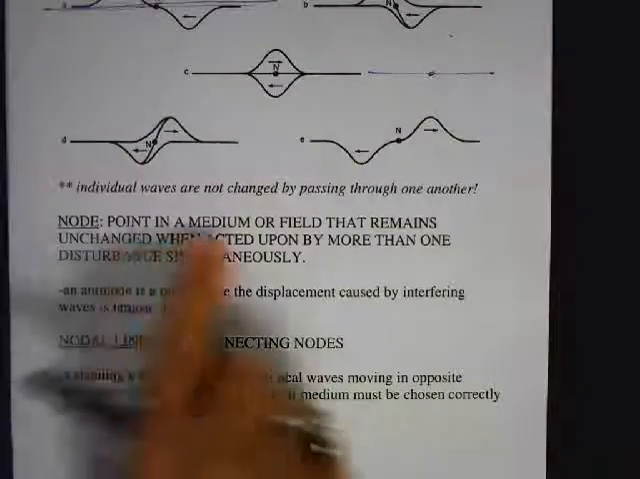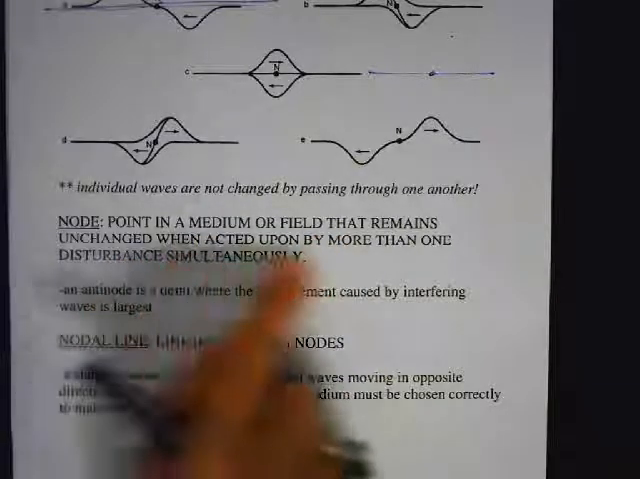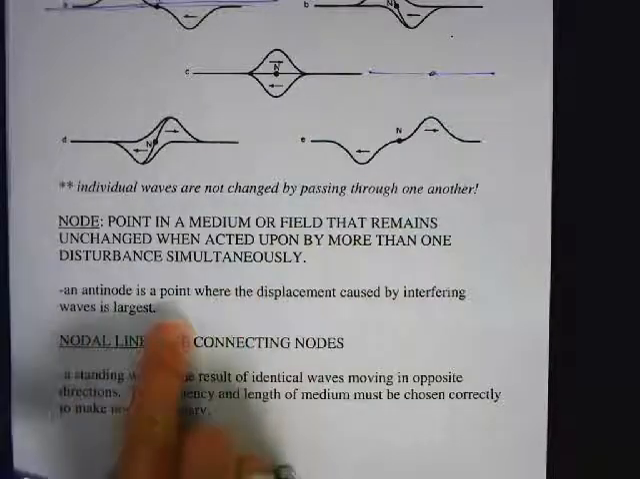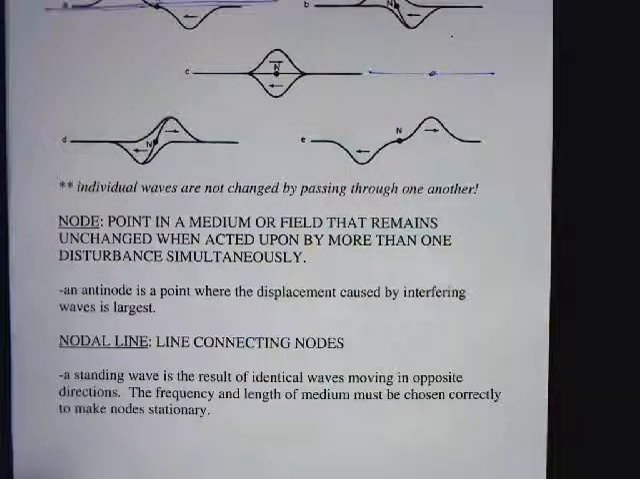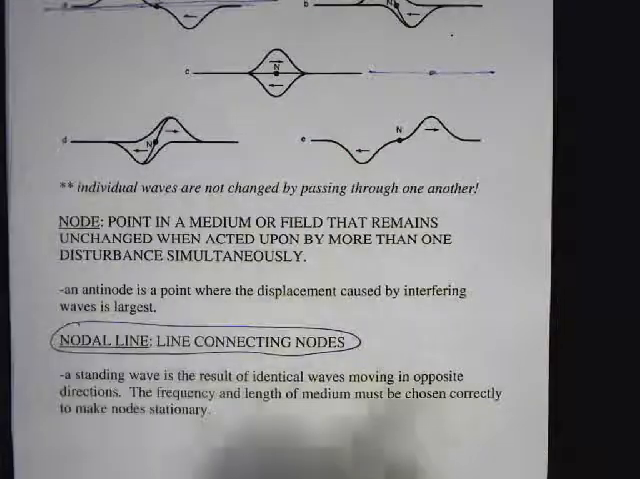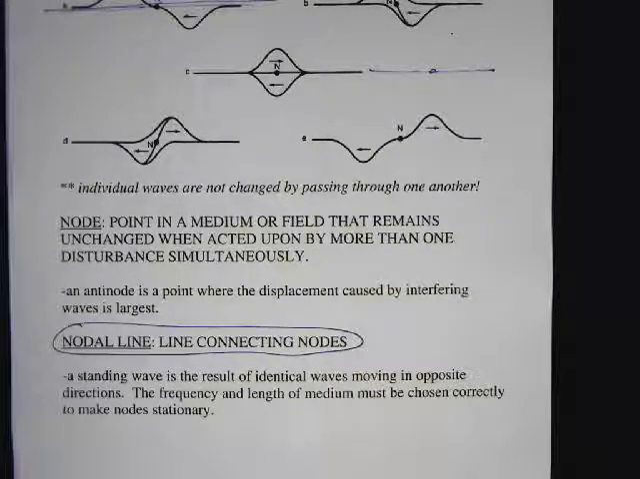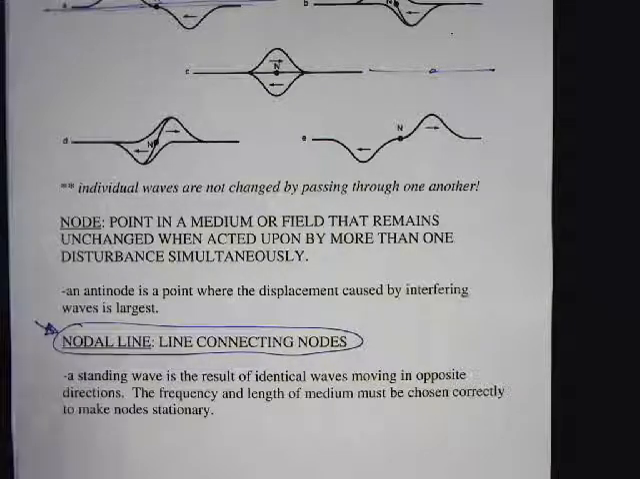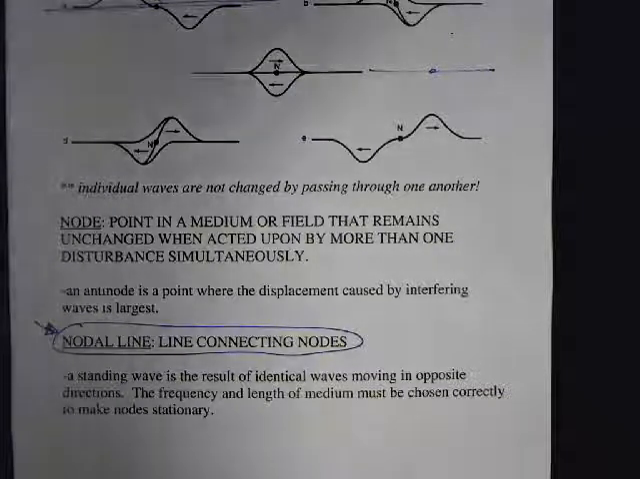A node is a point in a medium or field that remains unchanged when acted upon by more than one disturbance simultaneously. An antinode is a point where the displacement caused by interfering waves is the largest. Now we're going to see in the video next week, when we look at the collapse of the Tacoma Narrows Bridge, that going down the center of the bridge is this nodal line. As the bridge begins to oscillate, the scientist is actually on the bridge, and instead of running down the side, he knows that nodal line is right down the center of the bridge.